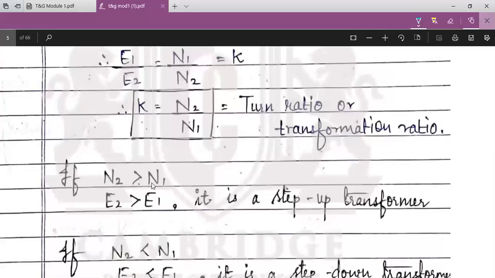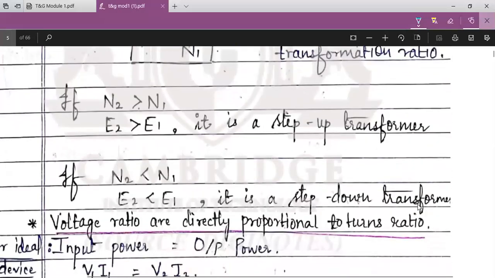So we can classify transformers based on the number of turns. There are two types of transformer: one is the step up transformer, the other is the step down transformer. Step up transformer means stepping up the voltage from lower voltage to higher voltage. Step down transformer means stepping down the voltage from high voltage. So for step up, E1 is less than E2, or E2 is greater than E1. Similarly for step down, E2 is less than E1, or E1 is greater than E2.